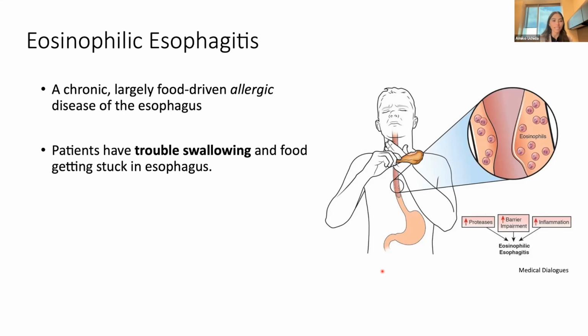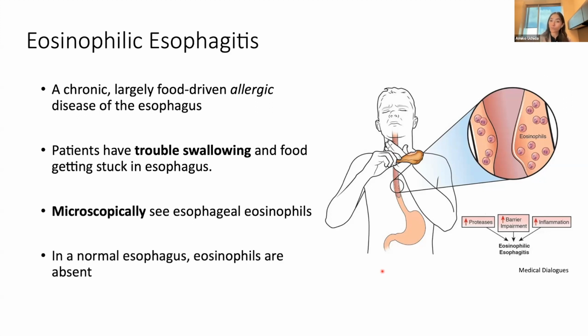This drawing is holding a piece of chicken, having difficulty getting that meat down. Meat can be a really challenging food to navigate through the esophagus. And you can see microscopically there's inflammation there, specifically with eosinophils. It's worth noting that at baseline in a healthy or normal esophagus, there really are not eosinophils there.